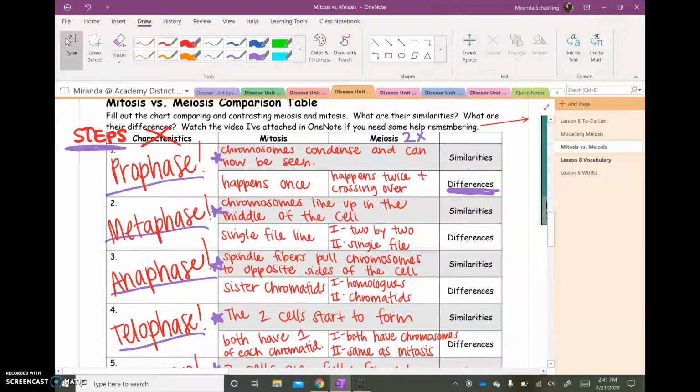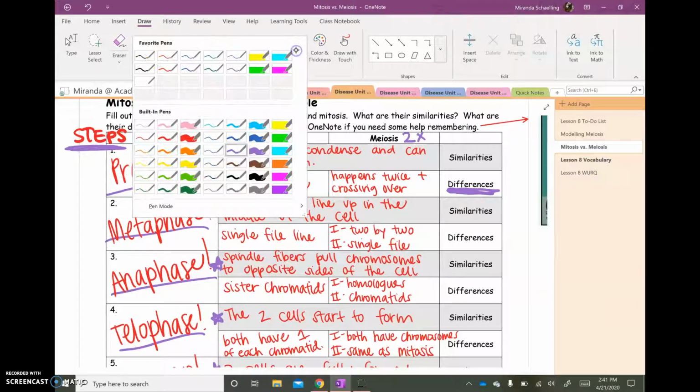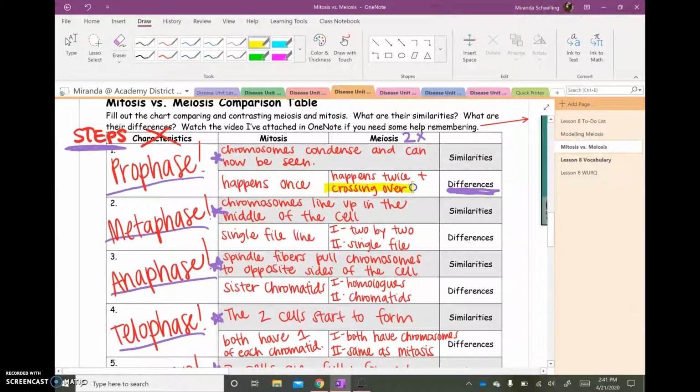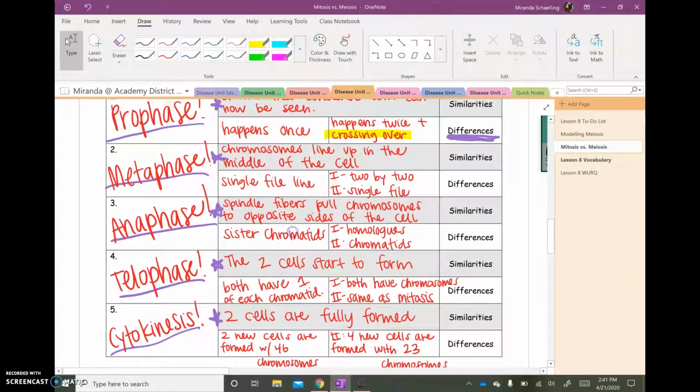And then a couple of key differences. We've got the crossing over. Let me get a highlighter here. We've got the crossing over. That's a big difference. We've got two by two, like Noah. And then we have single file, which is very much like mitosis. Then in anaphase, in meiosis 1, we pull apart homologs. And then in meiosis 2, we pull apart chromatids. And again, in the second step, it's just like mitosis.